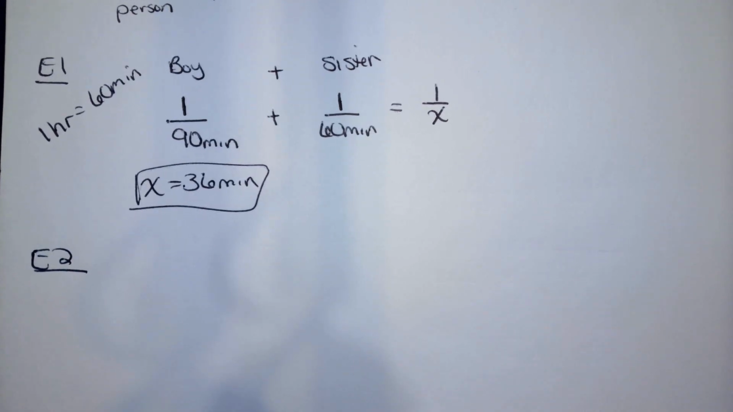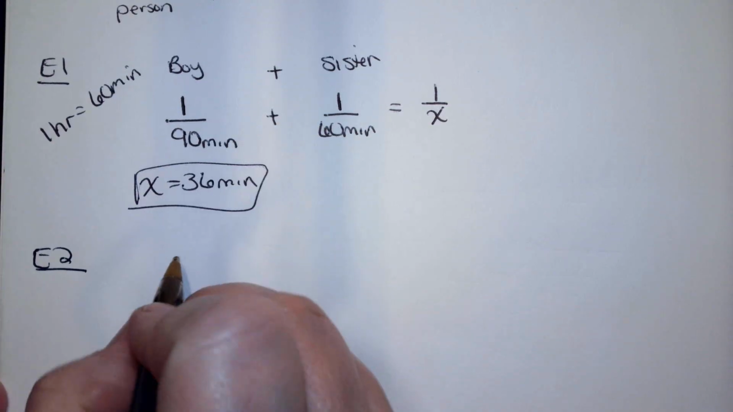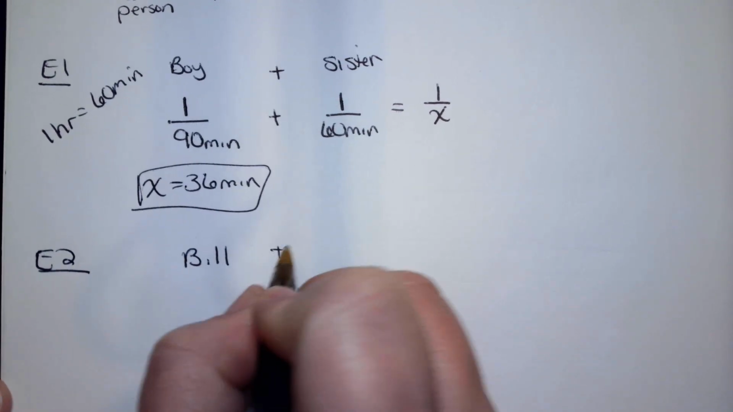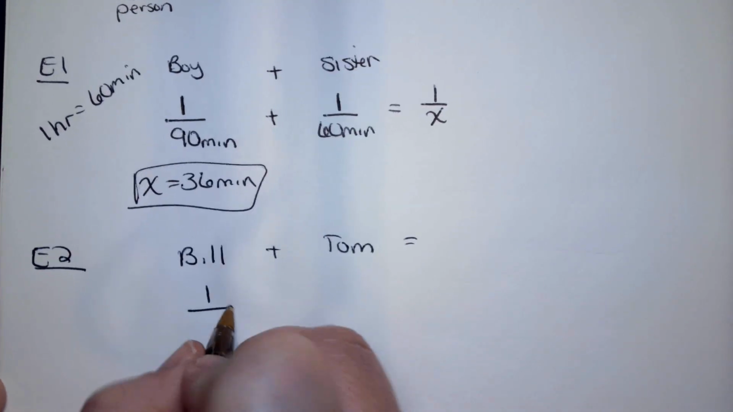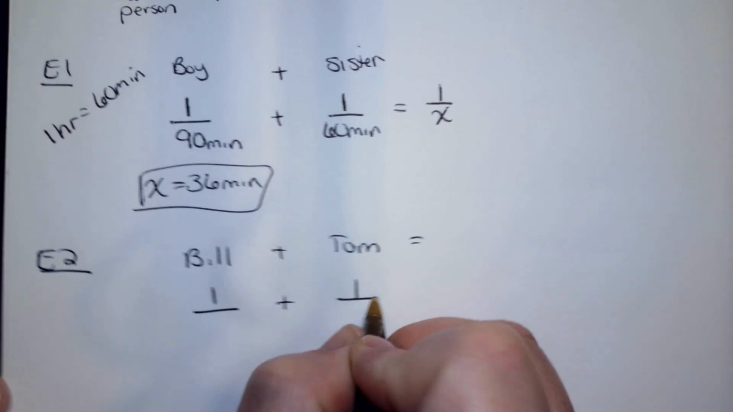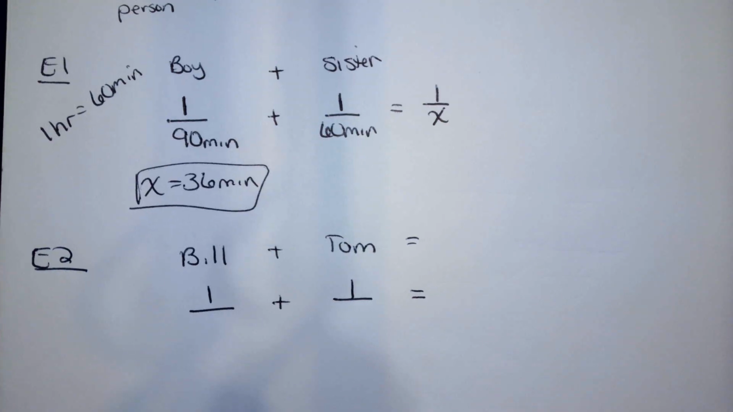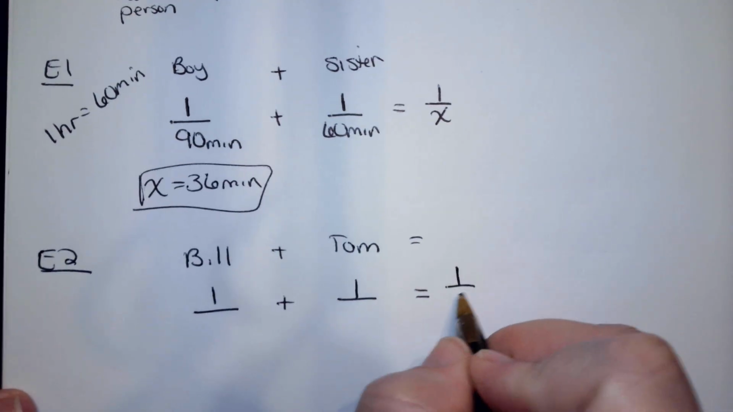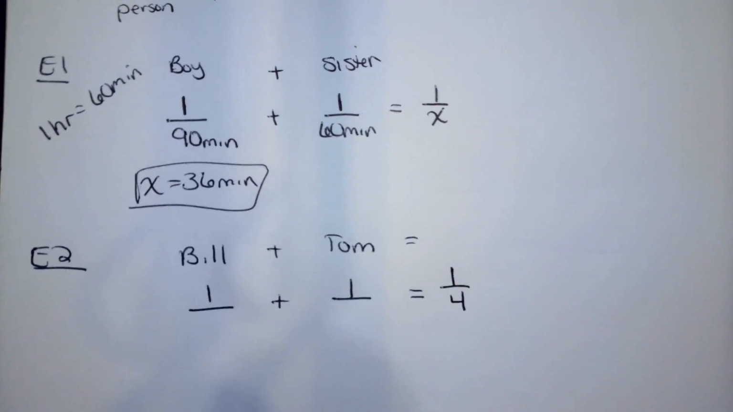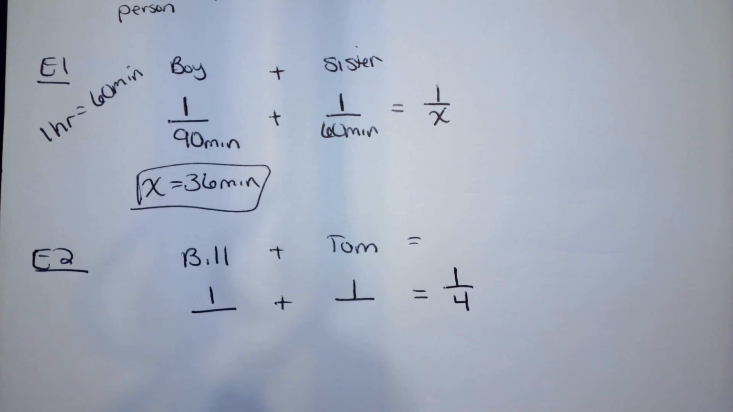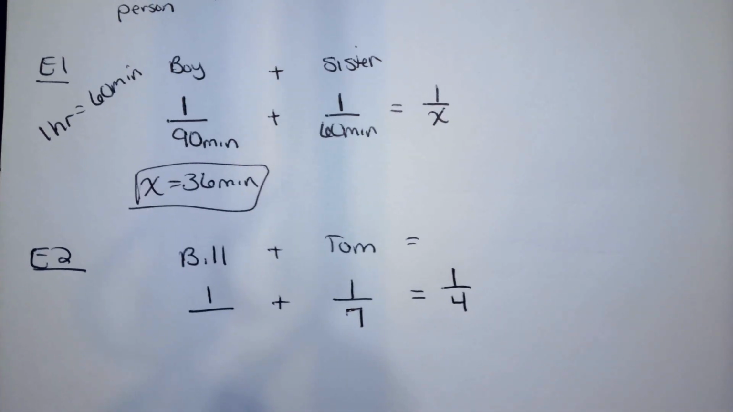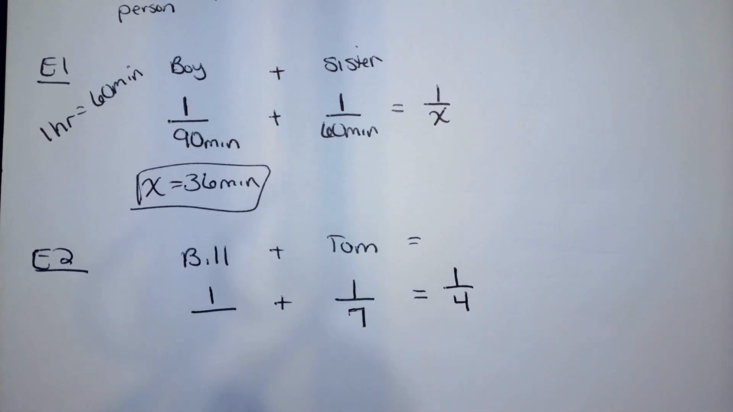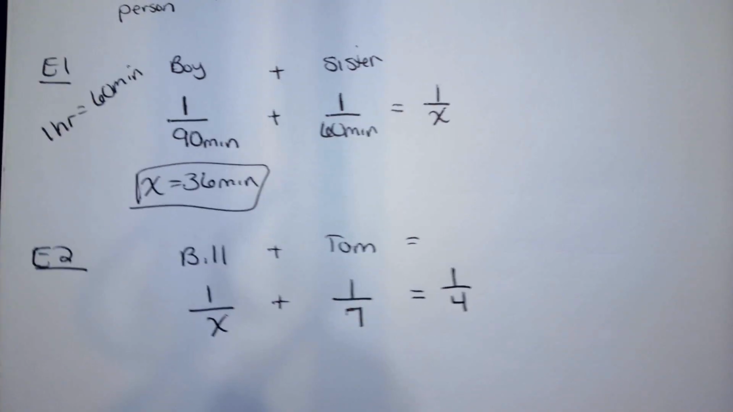Working together, Bill and Tom painted a fence in 4 hours. So I have Bill plus Tom, working that one job of painting. At this time, though, it tells you that together it took them 4 hours. So we're kind of working backwards. If Tom has painted the same fence before in 7 hours, how long in hours will it take Bill on his own? So that's our unknown right there.